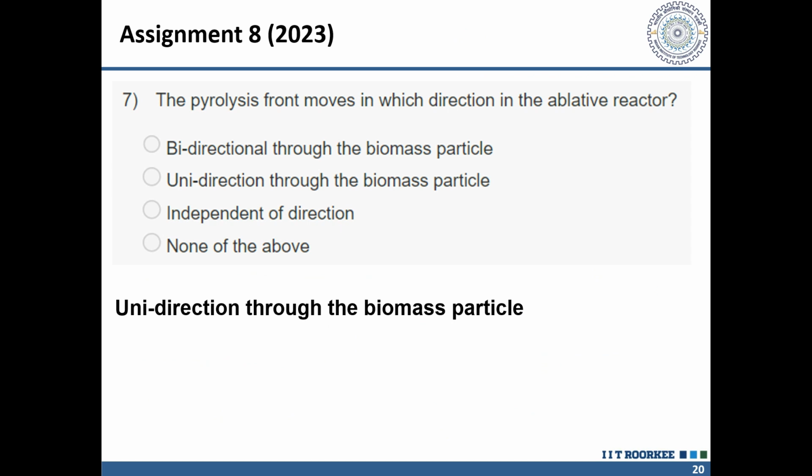Now let's move on to the seventh question. The pyrolysis front moves in which direction in the ablative reactor? So first of all, we know what pyrolysis is. Pyrolysis is a process in which we burn the biomass in the absence of oxygen. But what is this pyrolysis front?